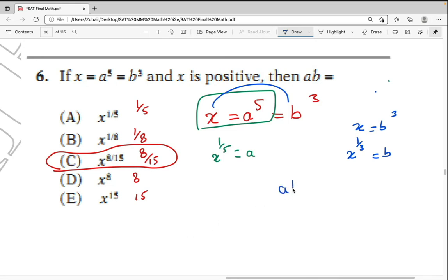Now, a multiplied by b is x power 1 by 5 multiplied by x power 1 by 3. So, base is same, powers add. 1 by 5 plus 1 by 3. LCM is 15. 3 plus 5, you get 8 by 15.